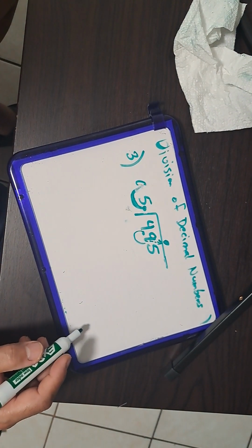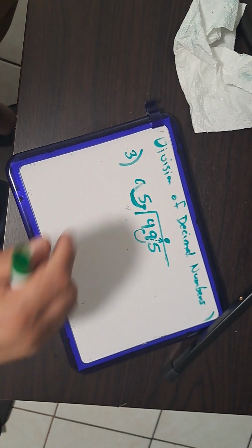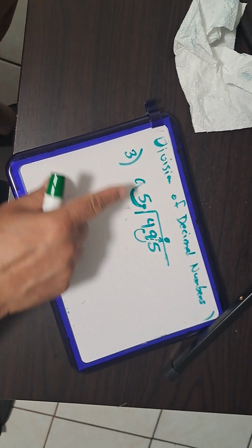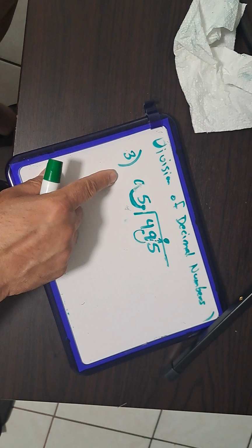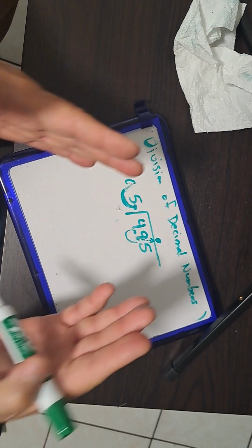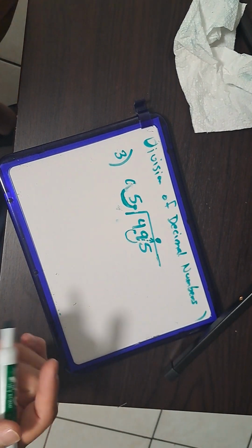Okay? Outside one movement, inside one movement. If outside I have to move it 2 times, you gotta move it inside 2 times. If you move it 3 times, you gotta move it inside 3 times. You always have to do the same thing on both sides. That's keeping the balance of the equation, okay?